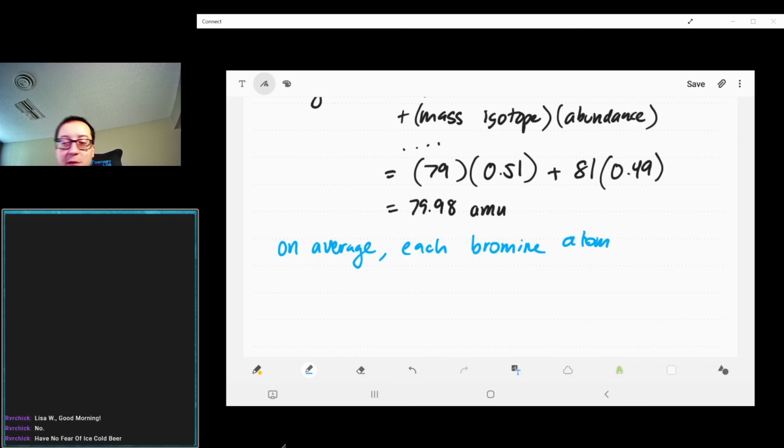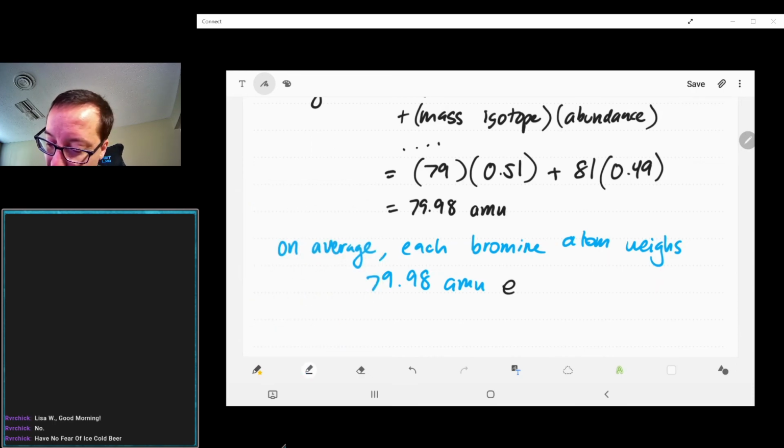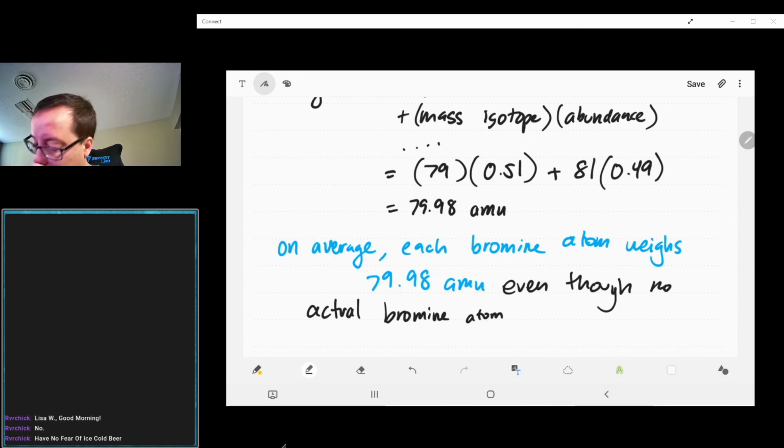The creature hates everything. Okay, each bromine atom would weigh 79.98 AMU, even though no actual bromine atom weighs 79.98 AMU. We saw bromine can either weigh 79 or 81, but on average, they would weigh 79.98.